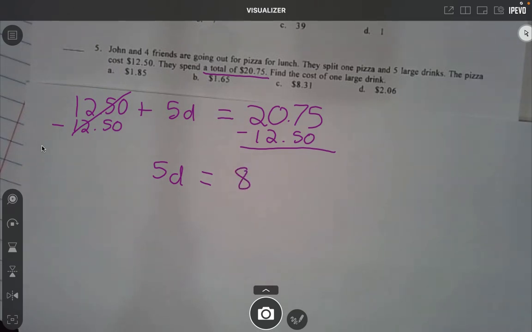Yep, 825. So then how would I figure out how much each drink costs? Divide. Yeah, divide it by 5. So divide both sides by 5. What is 825 divided by 5? 1.65. $1.65. That's how much each drink costs. Is everybody good? Did y'all get that one? Yeah, maybe.